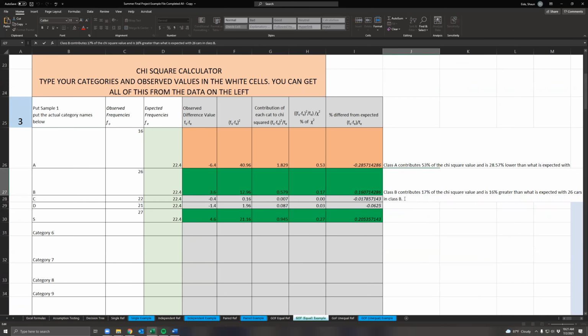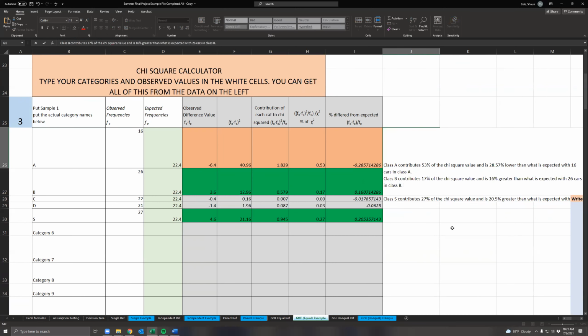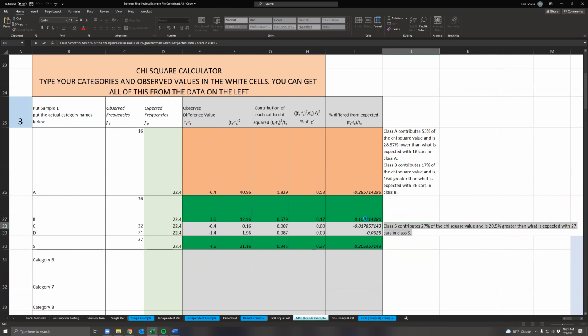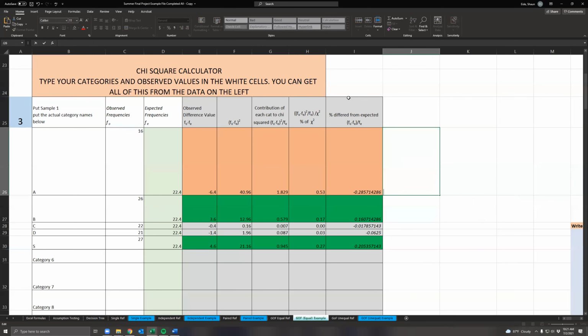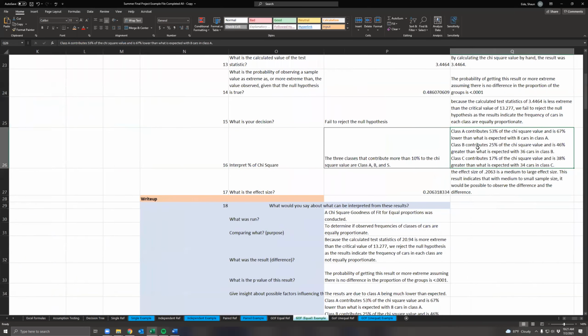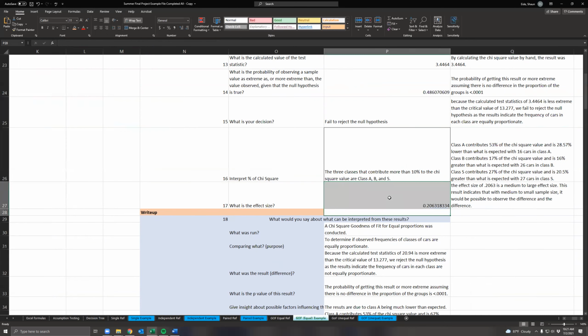Okay, and I'm going to copy, Control X, so that way I'll be able to put it all in here. There we go. So I put all the information in there that basically says where, if there was a difference, this is where it'd be coming from. Okay, then what is the effect size?